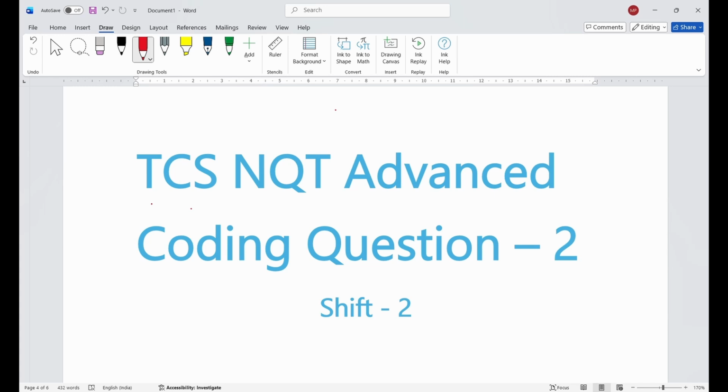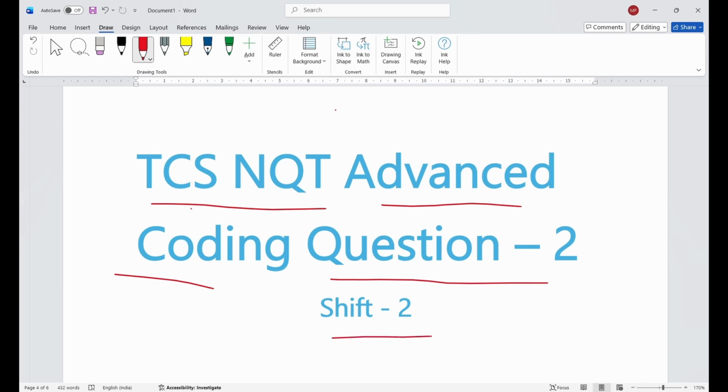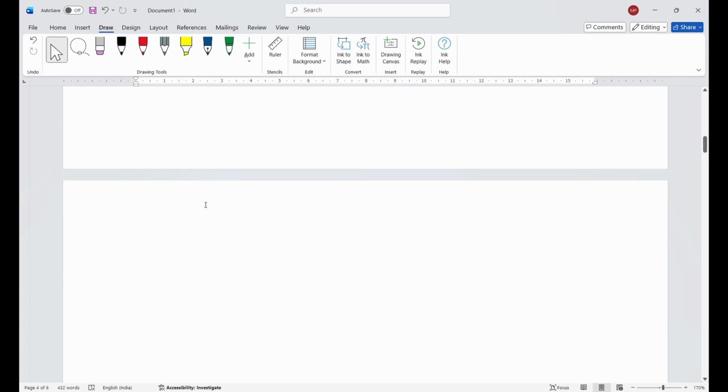Today I am going to solve another question which is asked in the TCS NQT exam in the advanced coding part. This is question number 2. I have already solved question number 1 of shift 2, you can watch that on my channel. Now today we are going to solve question number 2. So let's see what the question is.